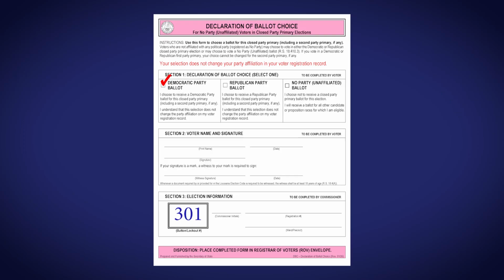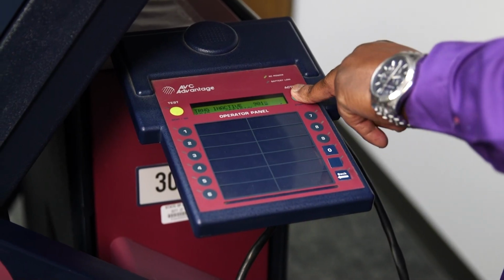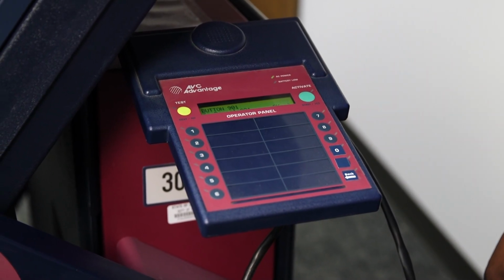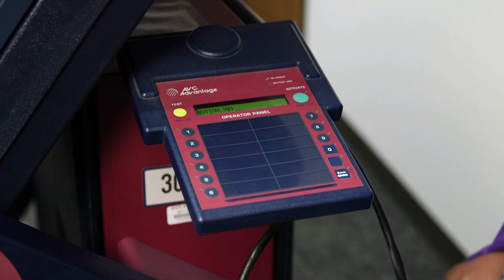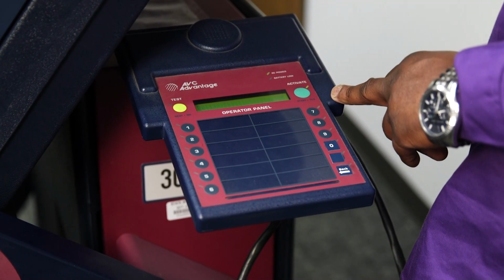As an example, a 300 number sequence will be entered for a Democratic ballot. A 900 number sequence will be entered for a Republican ballot. A 100 number sequence will be entered for an unaffiliated ballot. Once the 3-digit lockout button has been entered, you will press the green Activate button. Next, verify the number sequence on the operator panel display. If the number on the display is correct, you will press the green Activate button again.